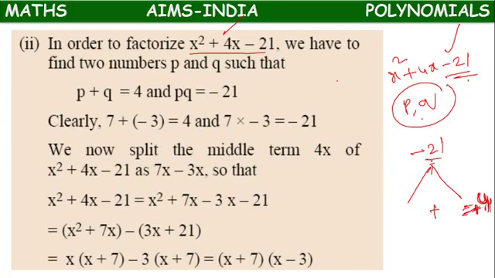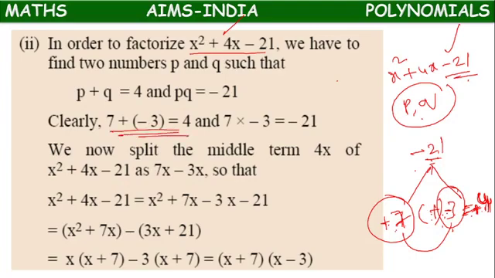So what numbers can we guess? 7 3s are 21. 7 into 3, multiply means 21 will come. But adding, we should get plus 4. So the bigger number gets the plus sign, the smaller number gets the minus sign. Then if we add, plus 7 minus 3 is plus 4, and plus 7 into minus 3 is minus 21. So we have to take two numbers, 7 and minus 3.